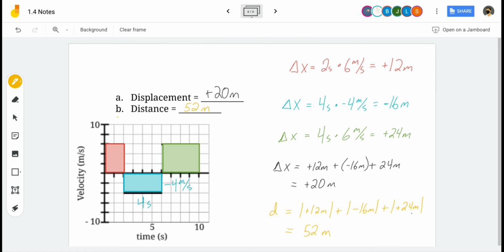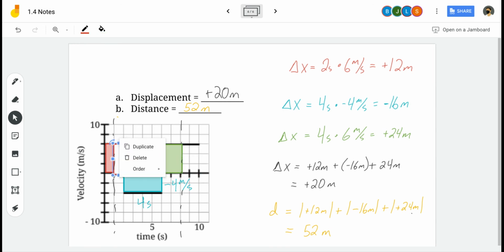So then if we were going to look at a specific time interval that intersected these different rectangles, let's say from 1 second to 8 seconds, then we'd have to draw new rectangles and find the areas of those before adding them together. So we just look at these rectangles before and after the time interval starts.